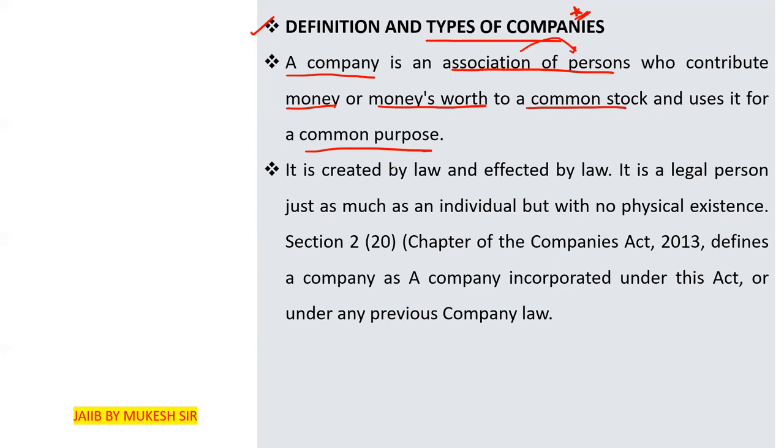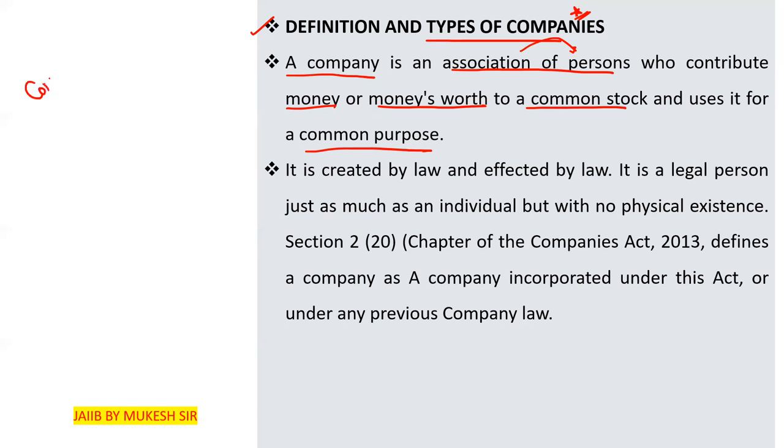So what is a company? A company is an association of persons who contribute money or money's worth to a common stock and use it for a common purpose, clear?